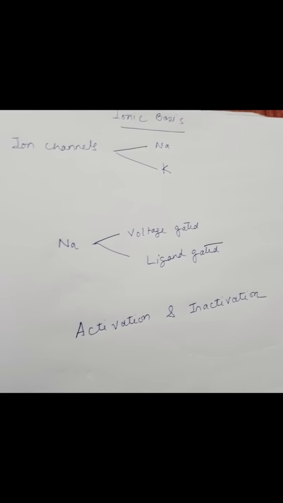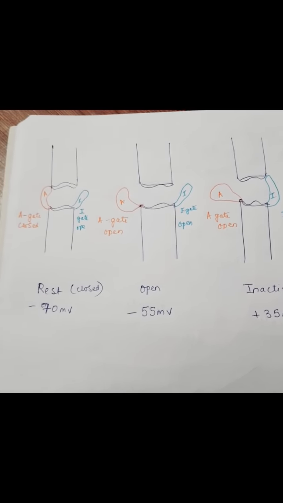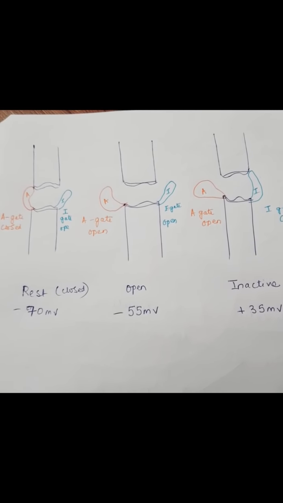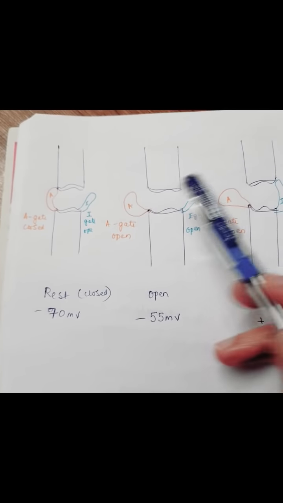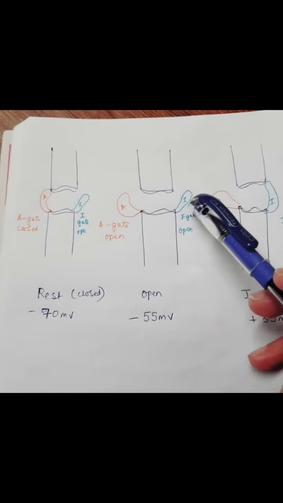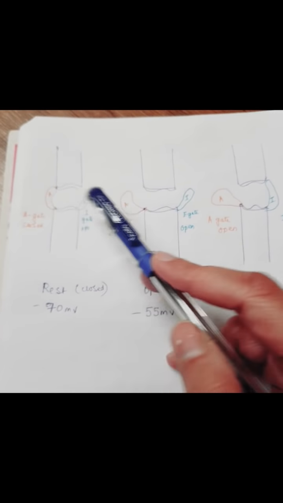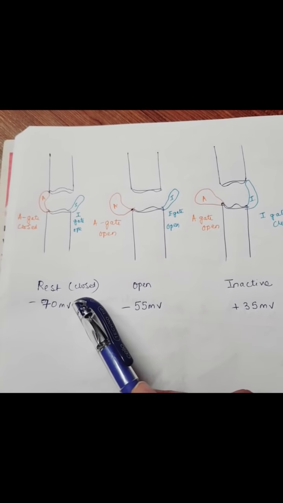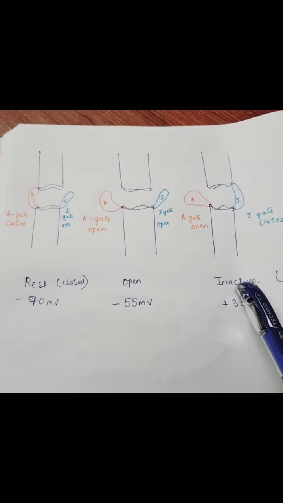Now a little bit about the activation and inactivation. Let's talk about the activation and inactivation of the sodium channels. The sodium channels basically have two gates and three states. The two gates are the activation gate and the inactivation gate. So a sodium channel has an activation gate and an inactivation gate, and it has three states: resting or closed state, an open state, and an inactive state.